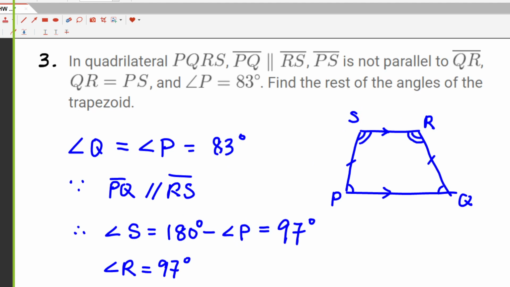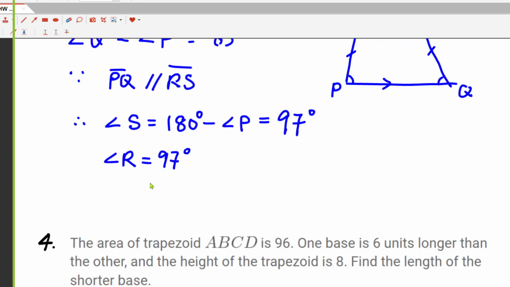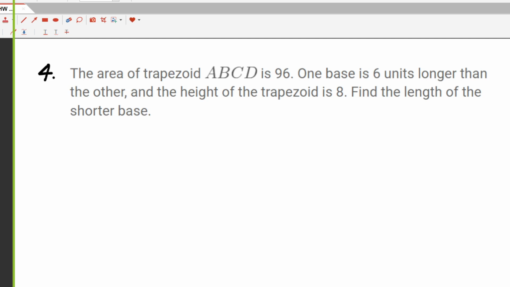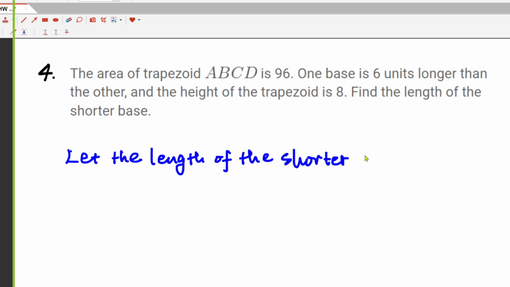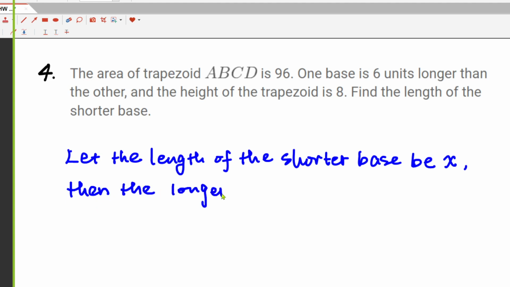Okay, any questions? Alright, then let's see question number 4. The area of a trapezoid ABCD is 96. One base is 6 units longer than the other, and the height of the trapezoid is 8. Find the length of the shorter base. Okay, we can let the length of the shorter base be x, because this is the desired length. So if you let the length of the shorter base be x, then the longer base must be x plus 6, right?